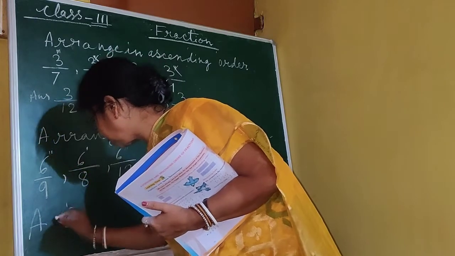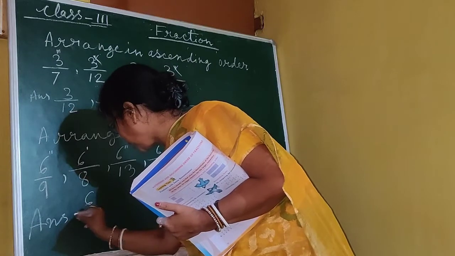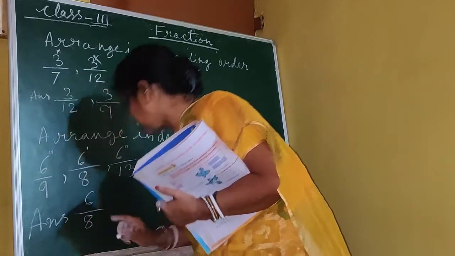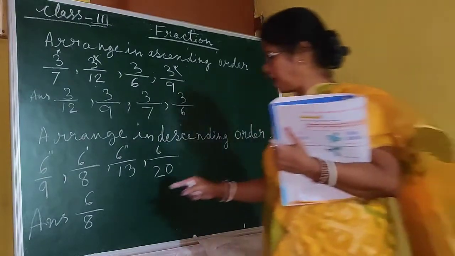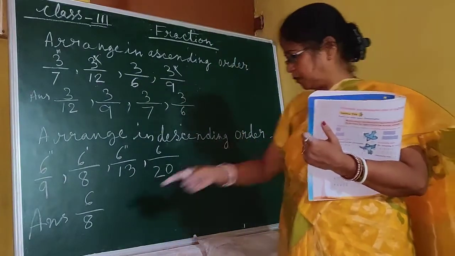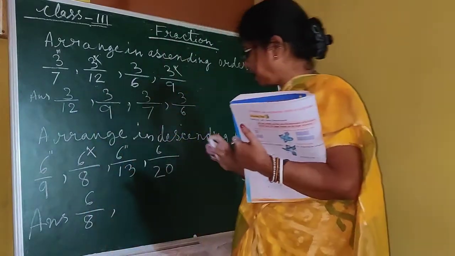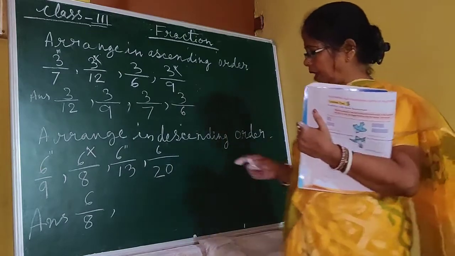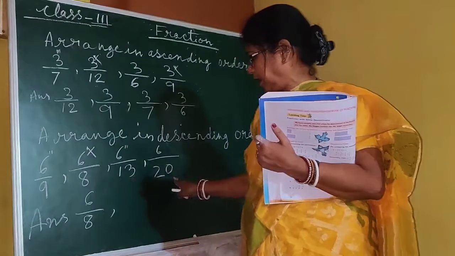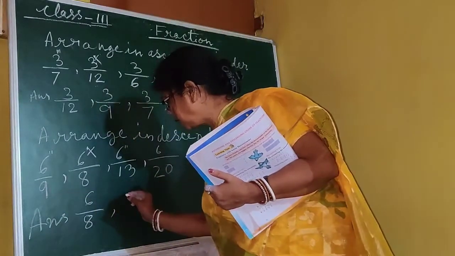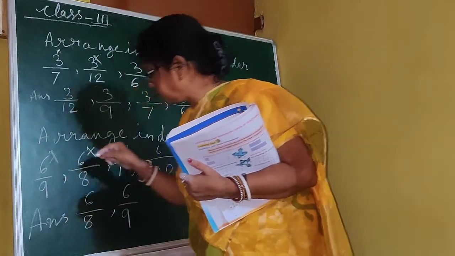6 by 8, descending order. Out of 8 parts, 6. 6 out of 8 is the greatest value. Then next you cut it down. This one is finished. Then here the smallest is 9, 13, 20. 9 is the smallest, so 6 by 9. This one is finished, cut it.